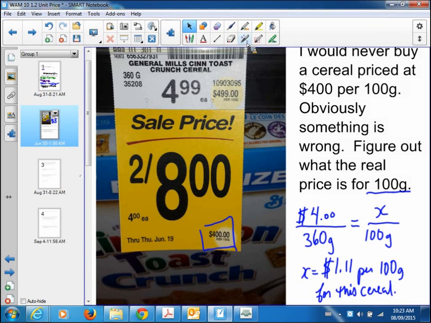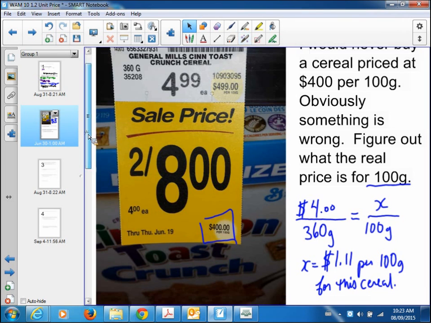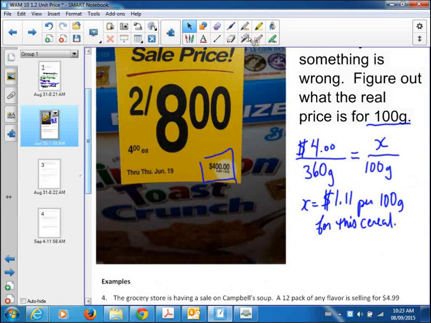Who knows how they got that? They just didn't do the division on there. It's computers. It's the computer's fault, I'm sure they'd tell you. If you had $400 per 100 grams, that's crazy, eh? That'd be like Golden Puffs or something like that with real gold in it or something. I don't know. I would never buy that.